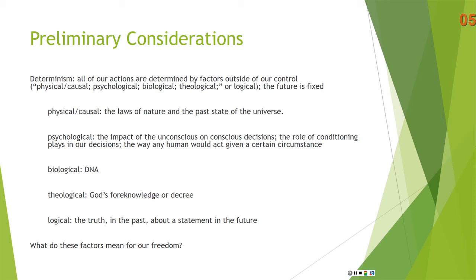So what are some of the determining factors? James Rachels lists a bunch of them. One determining factor is physical or causal. The idea is that given the laws of nature and some past state of the universe, if you just had those two things, everything would roll out according to them as a consequence, and there's only one possible future for the universe. So think of it like a movie, right?